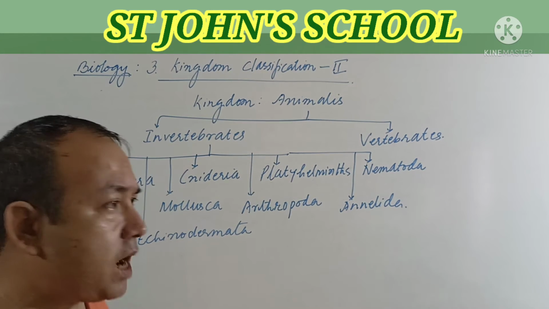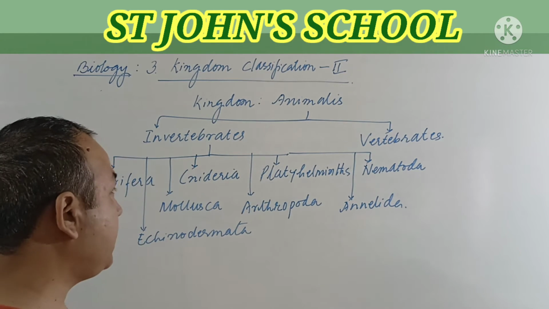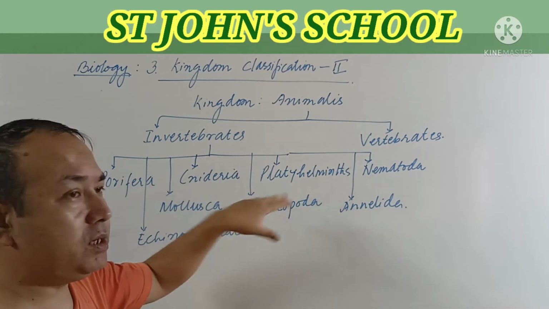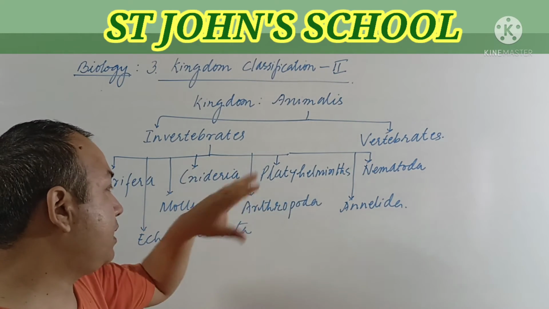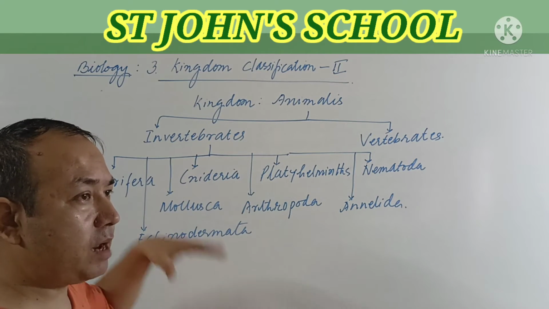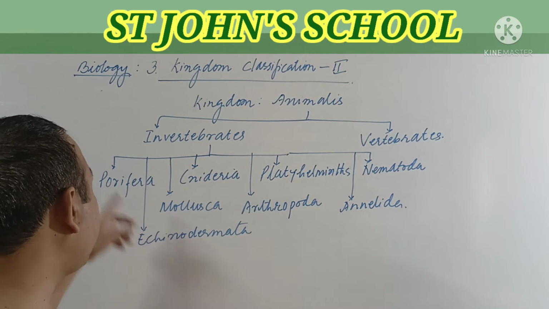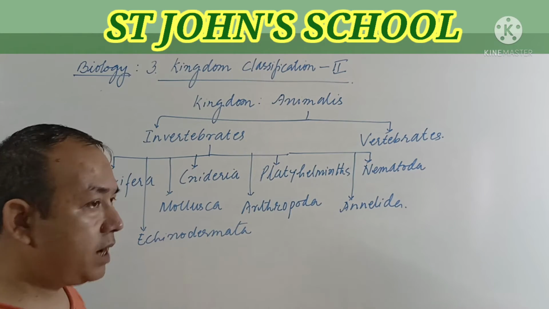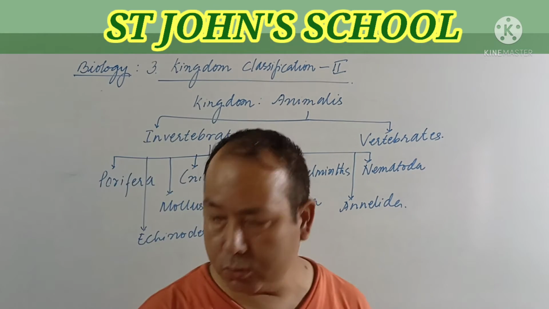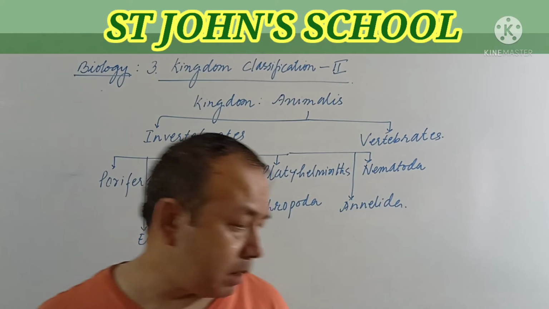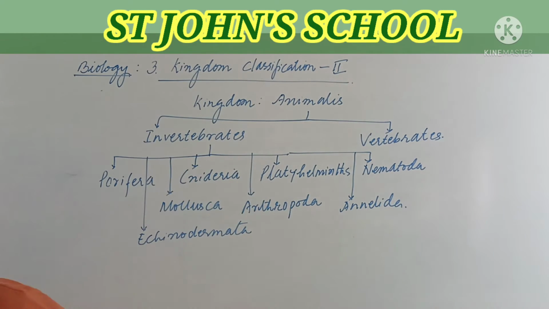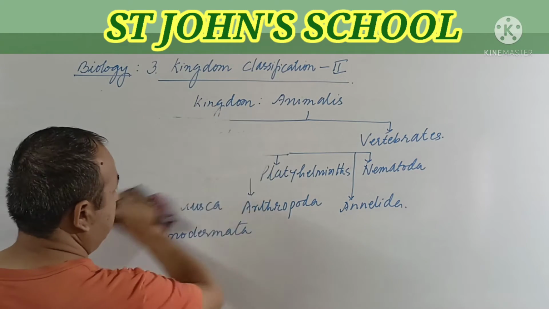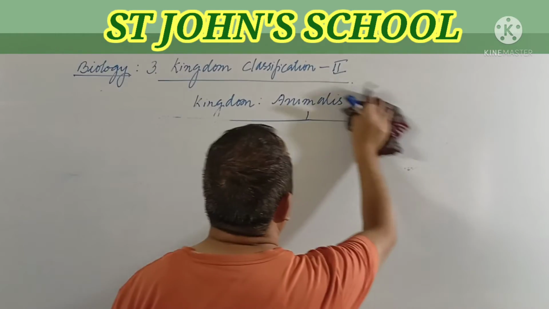So first, we'll start with porifera. But before that, once again, let me go through porifera, then Cnidaria, then platyhelminths, Nematoda, then Annelida, then Arthropoda, then Mollusca, then Echinodermata. 1, 2, 3, 4, 5, 6, 7, 8. 8 groups are there about which we need to learn in this chapter. So first, let us start with porifera.